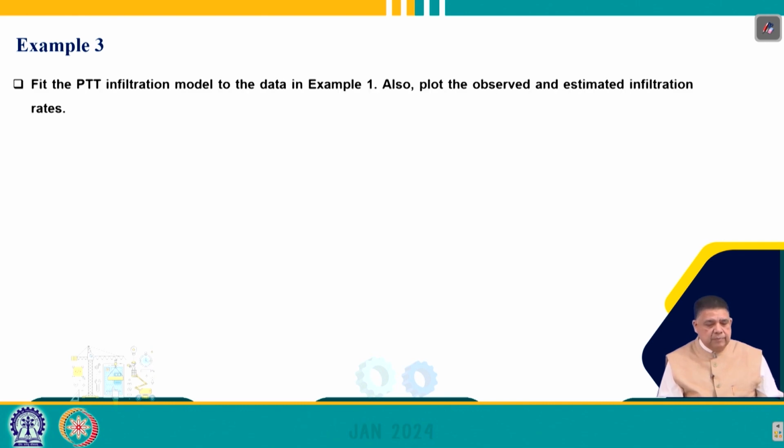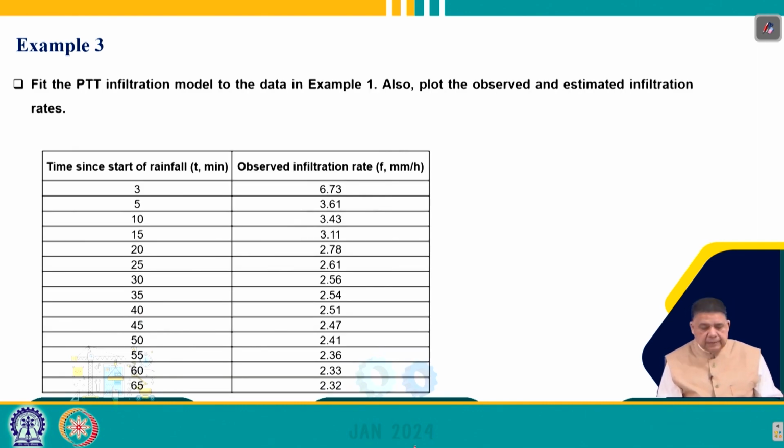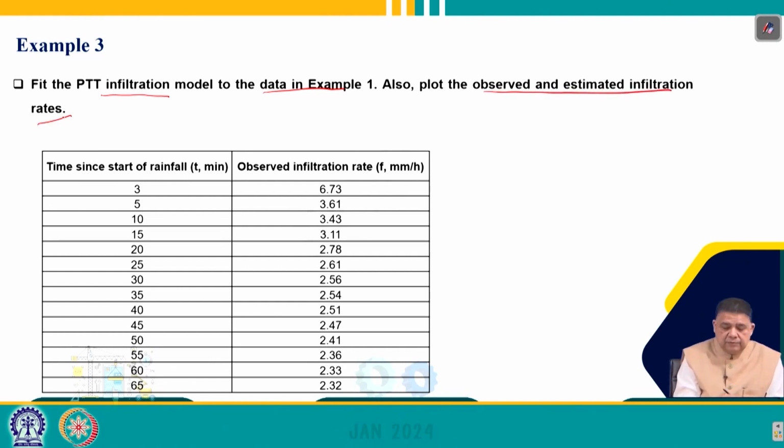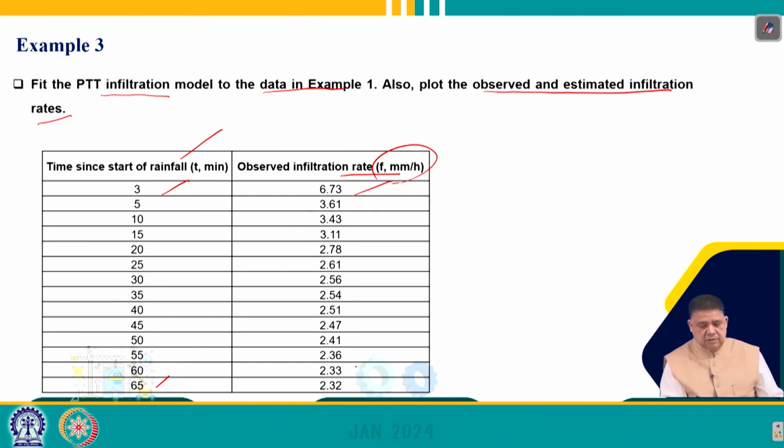Now, we come to example 3: fit the PTT infiltration model to the data in example 1. Also plot the observed and estimated infiltration rates. This data we already saw earlier, that is we have time since start of rainfall, T in minutes from 3 to 65. Observed infiltration rate values in millimeter per hour were given. We also had cumulative infiltration, but that is not required in this PTT model, so that is why it is not shown here.